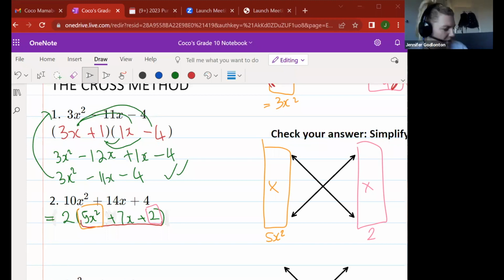All right, guys, so give this one your best go. Work with your factors on the left, work with your factors on the right. See if you can get to a nice answer.